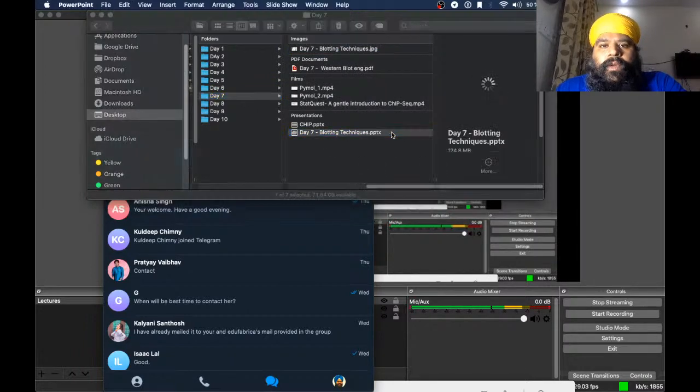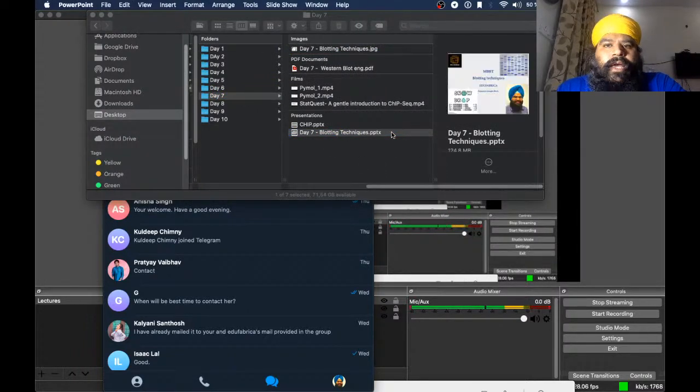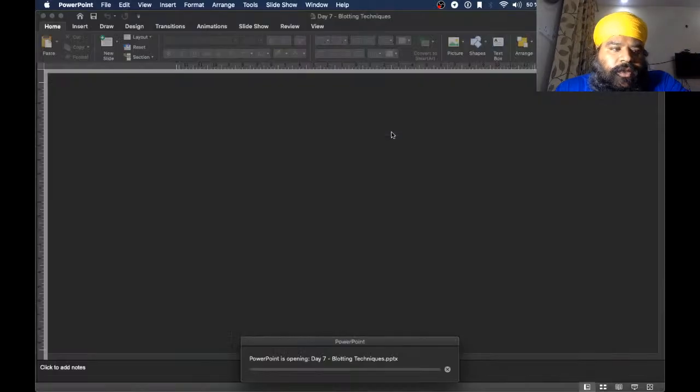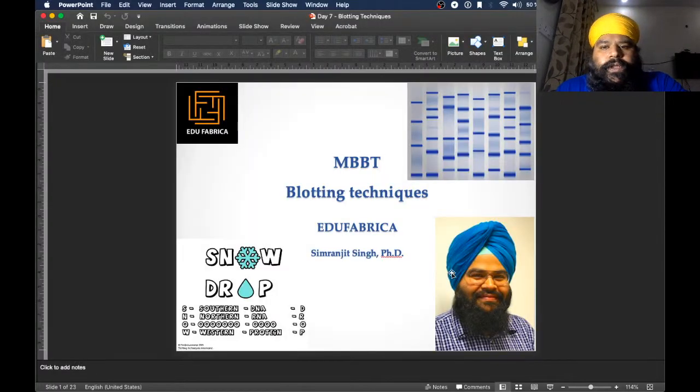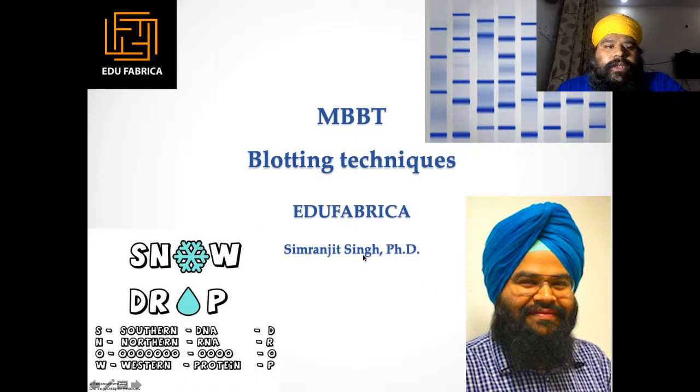So I will continue in the same series with the blotting techniques. It will make sense to continue the electrophoresis techniques that we have done, and the remaining techniques, that is Southern, Northern, and Western, and Southern-Western, Northern-Western, Zoo blotting and Dot blotting.